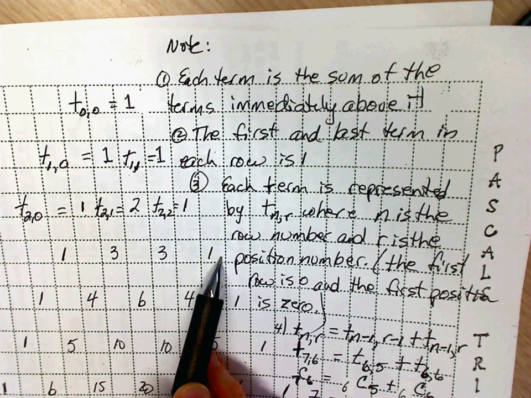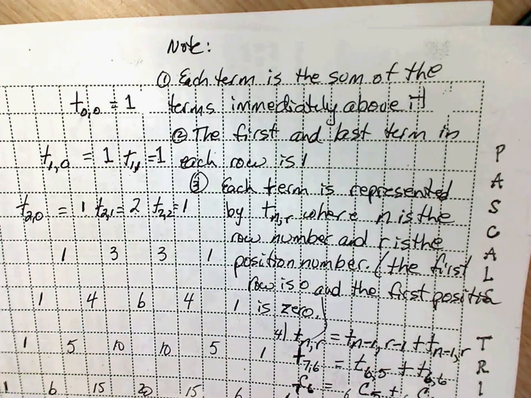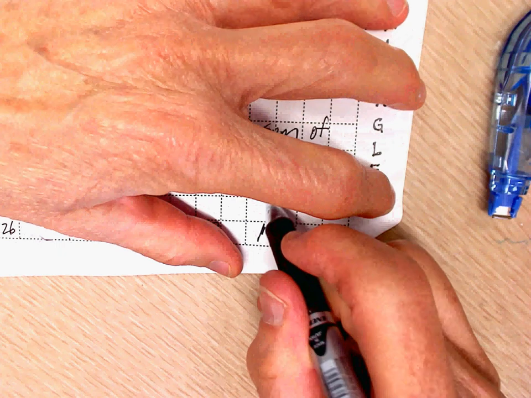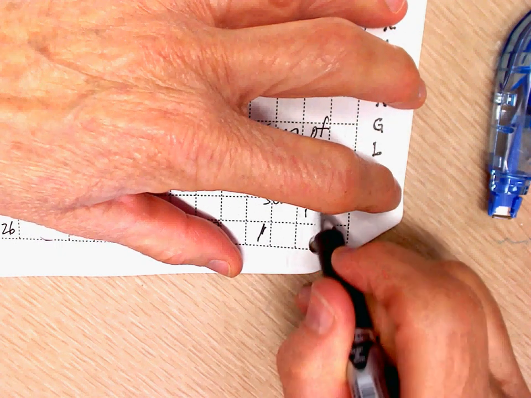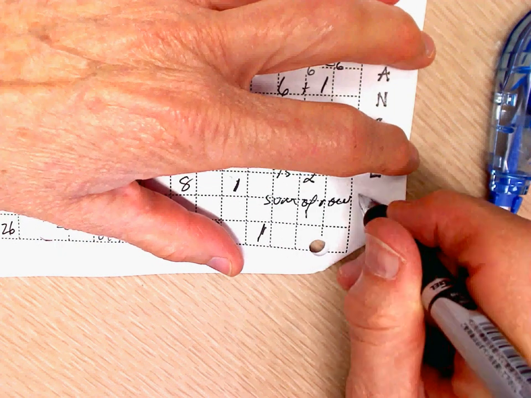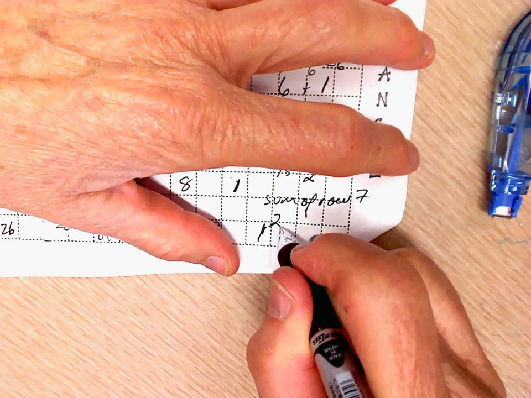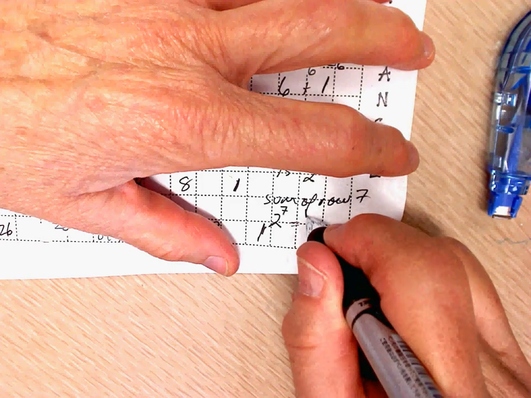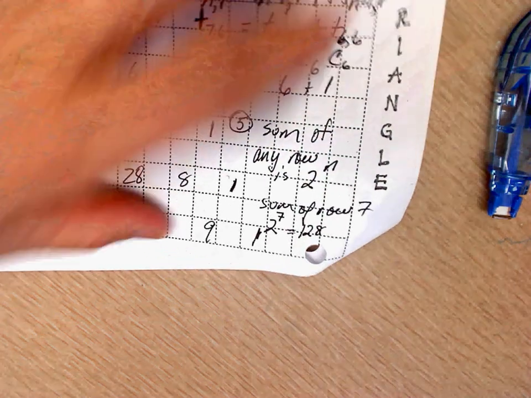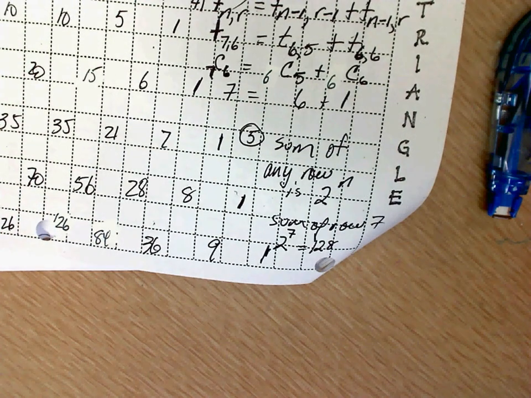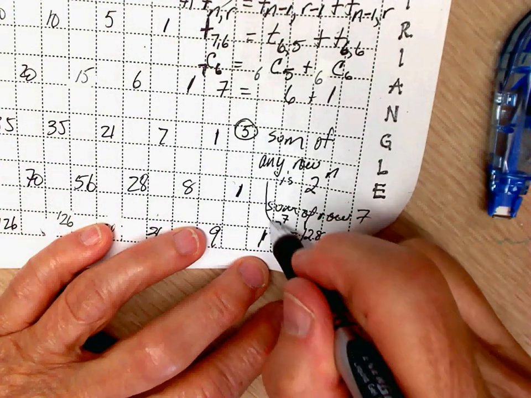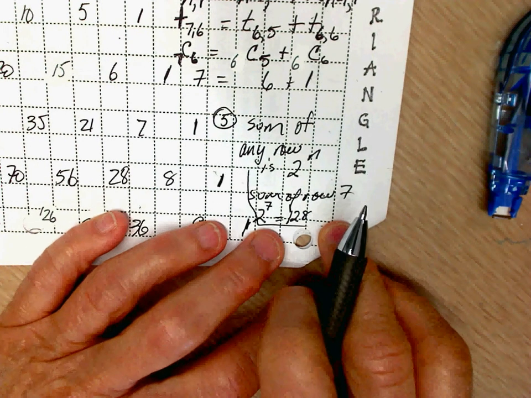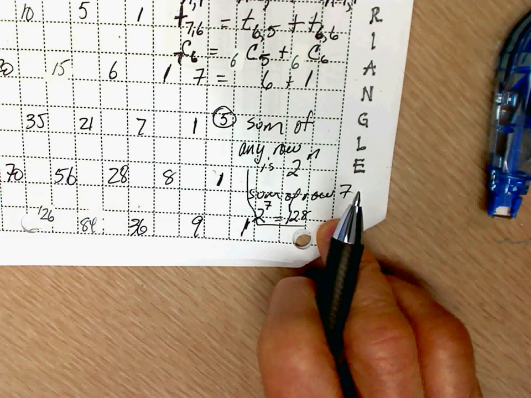So tell me, what's the sum of row 7? It's 2 to the exponent 7, which is 128, right? Okay, good? I'm going to go over this on the next few pages.